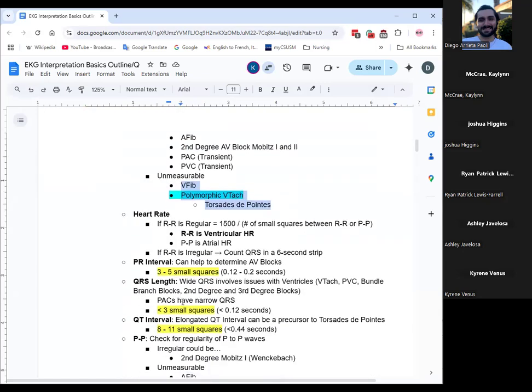Next, I listed looking at the heart rate. That can also tell you quite a bit. If the R to R is regular, if you determine that the ventricular rate is regular, then you can count the number of small squares and divide that into 1500.